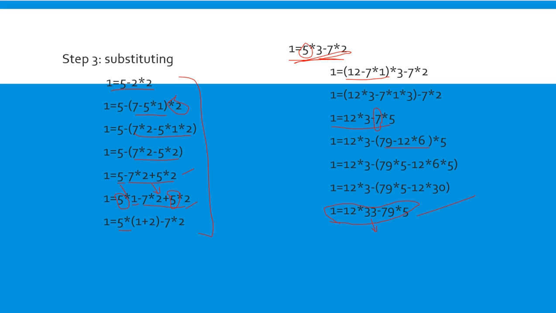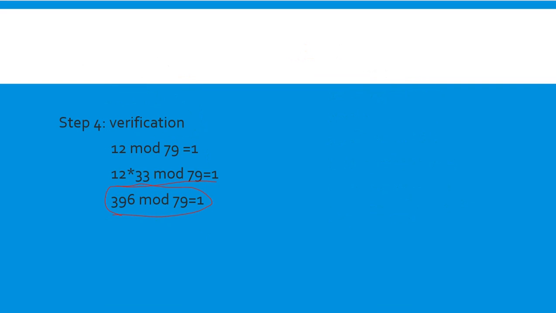Actually, 79 into 5 will be 395. How did I get that? It's in this previous equation, that is 79 into 5. You can look over here, you have this equation, right? So you have it over here. 79 into 5 is 395. Just by subtracting 395 from 396 we'll be getting the answer as 1.